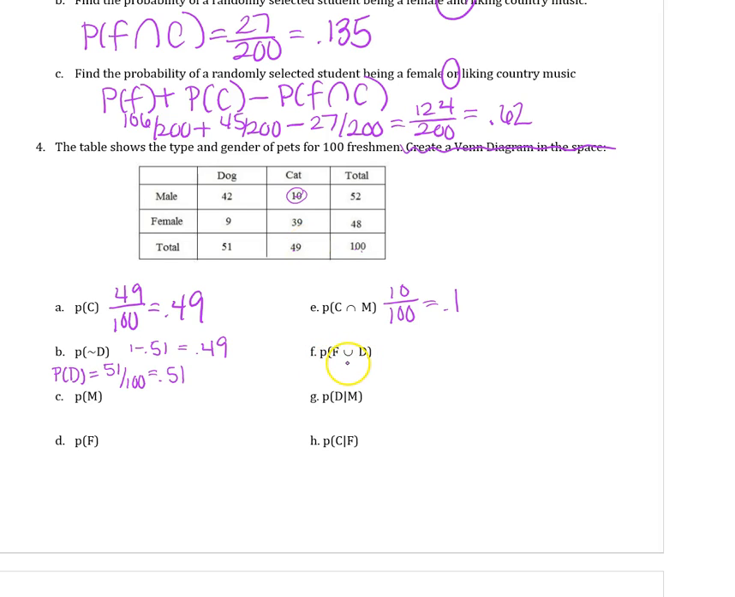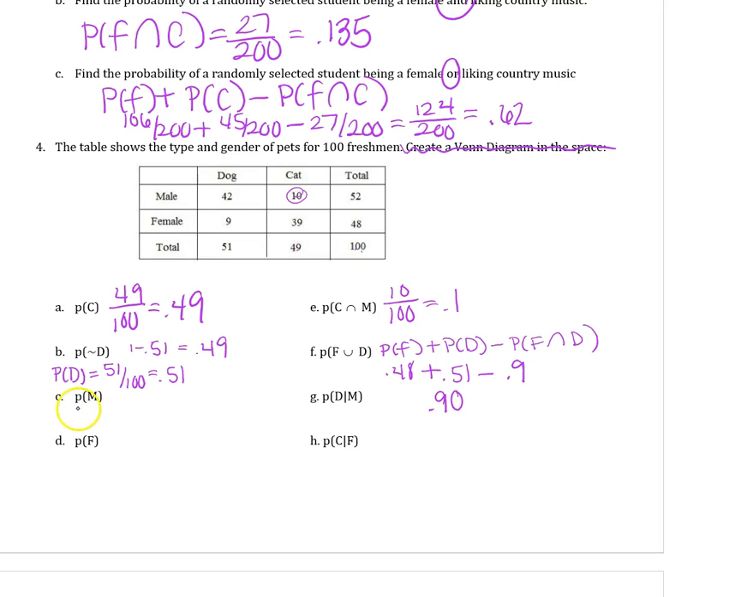Probability of female or dog: you're looking for the probability of female plus the probability of dog, take away the probability of both, or the overlap. So the probability of being a female is 0.48, that's 48 out of 100, plus dog, 51 out of 100, or 0.51, take away the overlap. So female and dog, that's 9 out of 100, which is 0.09. Altogether, you would end up getting 0.90, I should say.